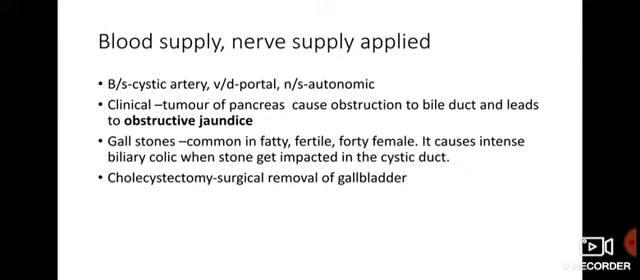And regarding the clinical conditions, a tumor of the pancreas may obstruct the bile duct, and that causes obstructive jaundice. When a tumor occurs in the pancreas, the size of the pancreas enlarges, and it compresses the bile duct which is passing behind the head of the pancreas. When the bile duct is compressed, that causes hindrance to the flow of bile. So obviously it causes obstructive type of jaundice.